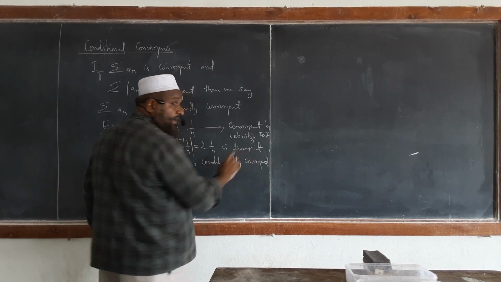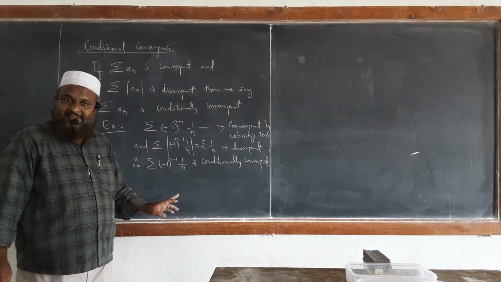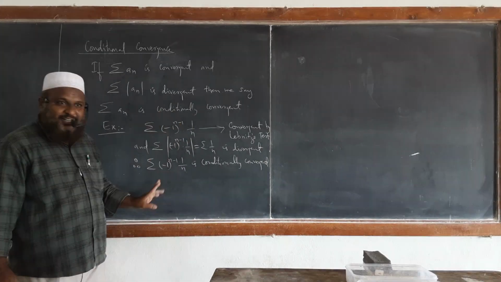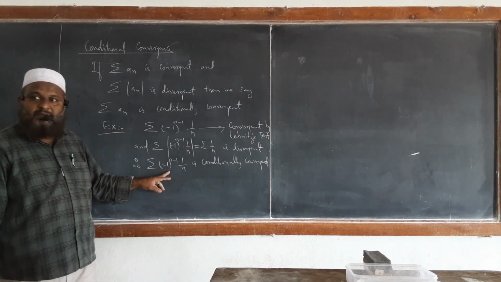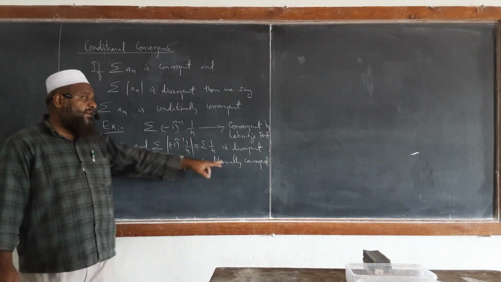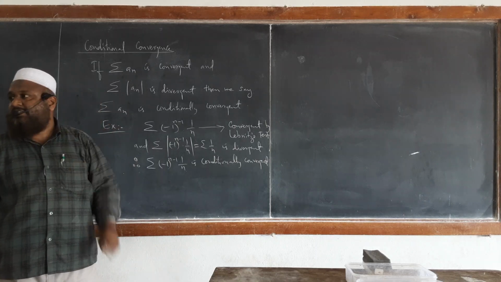Be careful here. Don't write just sigma 1 by n. Sigma 1 by n is divergent. You cannot say sigma 1 by n is conditionally convergent. You have to write this with (-1)^(n-1). With this, it is becoming convergent, and that category is conditionally convergent infinite series.